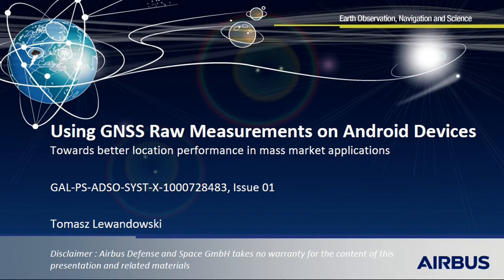This presentation is about using GNSS raw measurements on Android devices. Using GNSS raw measurements may lead to a better location performance in mass market applications.